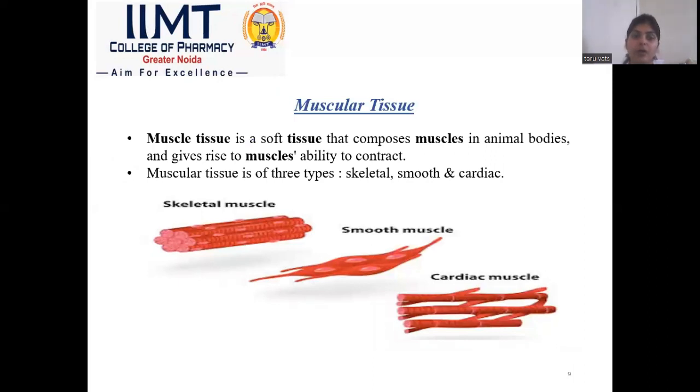Muscular tissue. Muscle is a tissue whose cells are long and thread-like in structure. They are soft tissue that compose muscles in animal bodies. Muscles have the power of contraction. This contraction produces movement. Muscular tissue is of 3 types. Skeletal muscles, which are also known as voluntary or striated muscles. Second is smooth muscles, which are known as non-voluntary or non-striated muscles. Third is cardiac muscle.